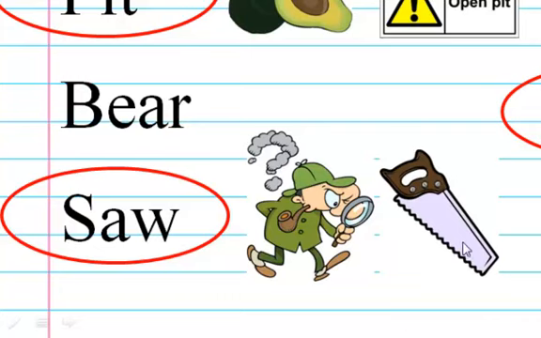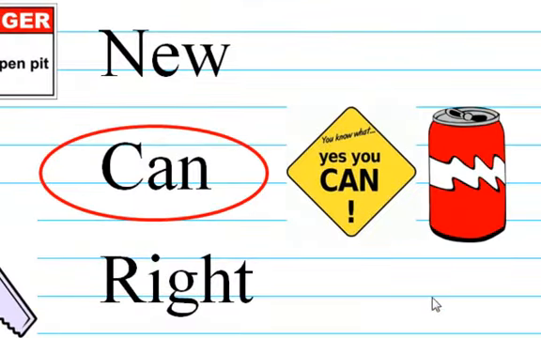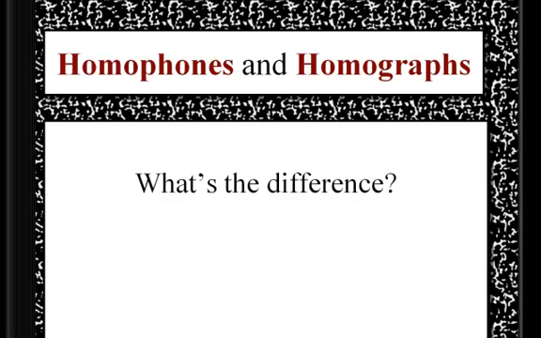Saw, like a saw that you use to cut something, or the past tense of see, the detective saw a clue. Here we have can. You know what? Yes, you can. This refers to giving permission, or that you are able to do something. And of course you have the can that keeps all of our delicious soda pop in. This concludes our lesson today about homophones and homographs. What's the difference again? Homophones have the same sound, and homographs have the same writing, same spelling. The end.